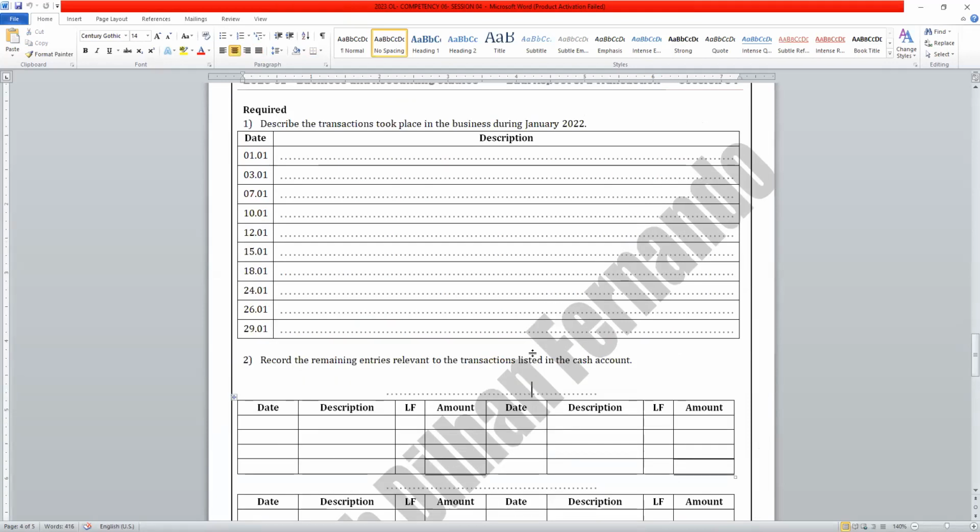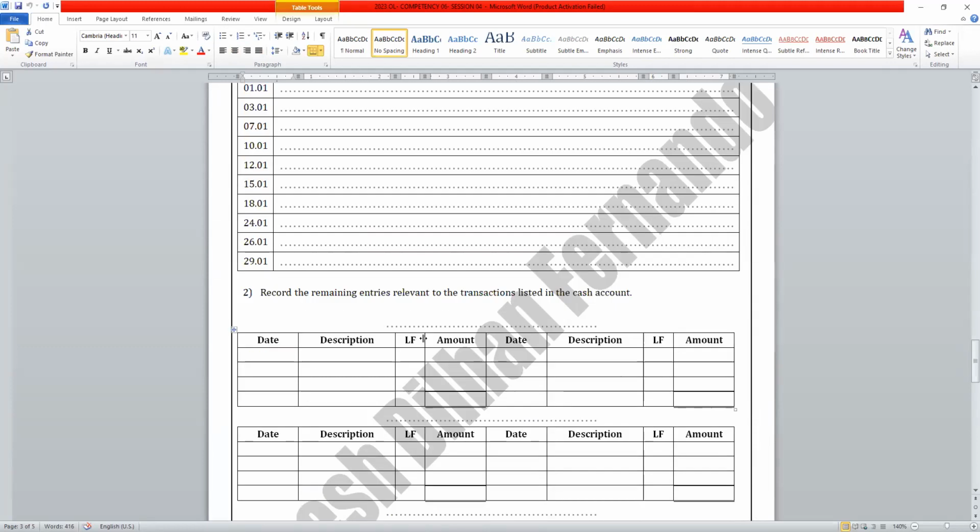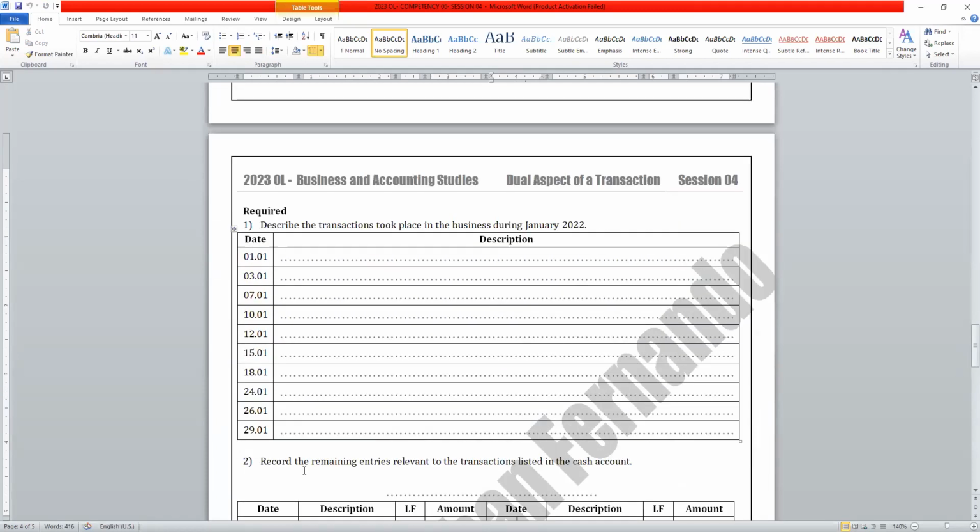For an example, this one. On 1st of January the cash account is debited, no? What should be the other entry? This account has to be capital and it has to be credited. Okay, let's recognize the transactions.